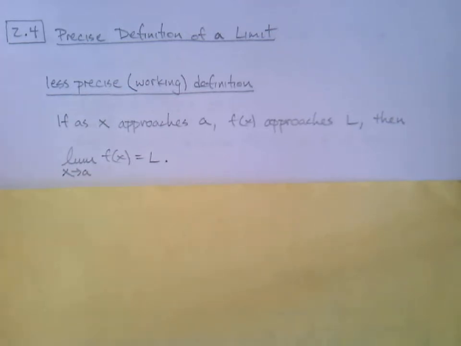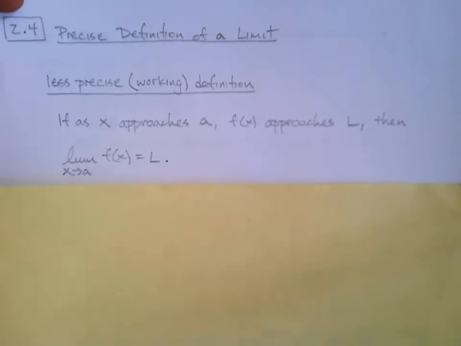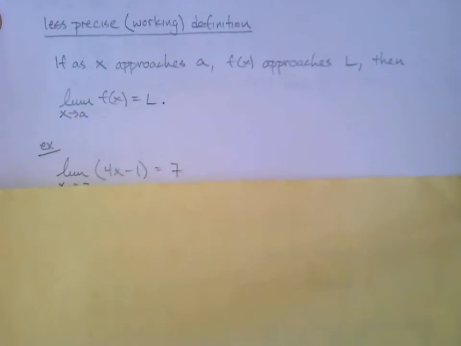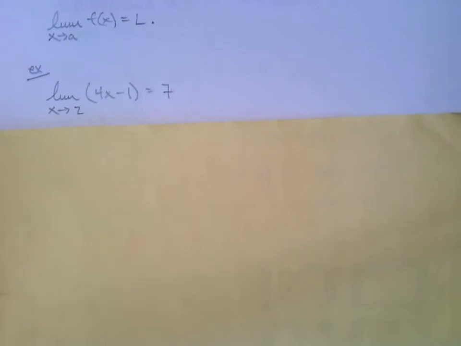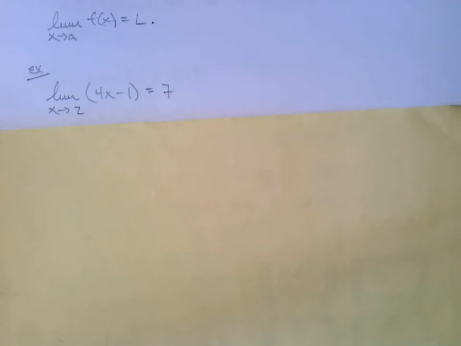That's a great definition for getting things done, but you notice something about this, and I'm going to draw this out. Let's look at an example with some actual numbers, and I think that will be easier to wrap our head around. Let's consider the limit of 4x minus 1 as x approaches 2. In this case, we could just plug the 2 right in. That limit would equal 7. So now we have a function, 4x minus 1, a value for x, and the limit value, 7.